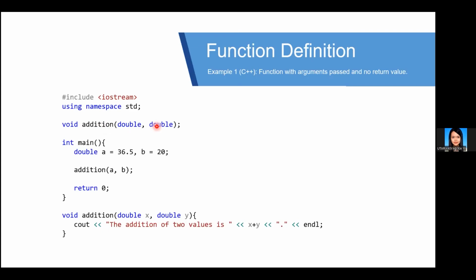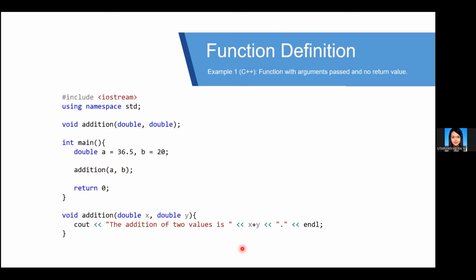Okay, and then after that, we have the function caller here. Remember, we have to include the function name, addition here. And then after that, we have the 2 parameters here, A and B, which means that we are going to pass down A equal to 36.5 and B equal to 20 to the function.